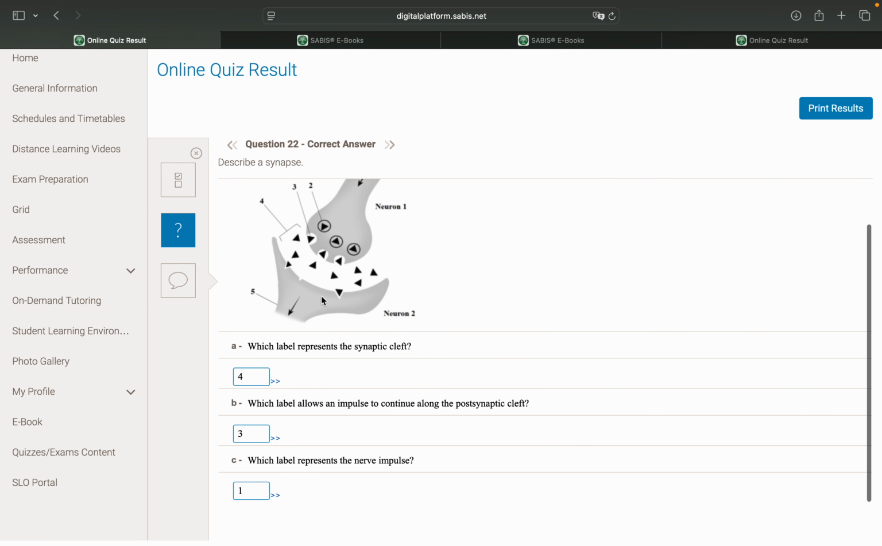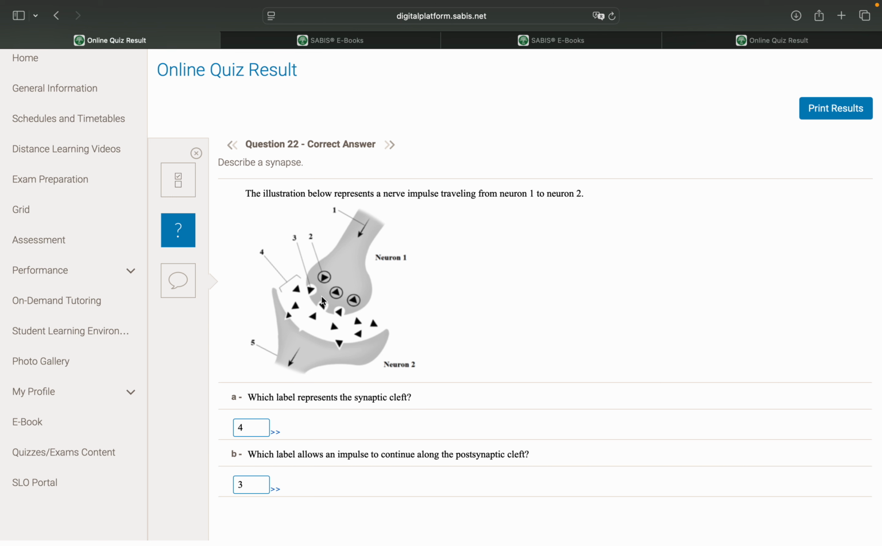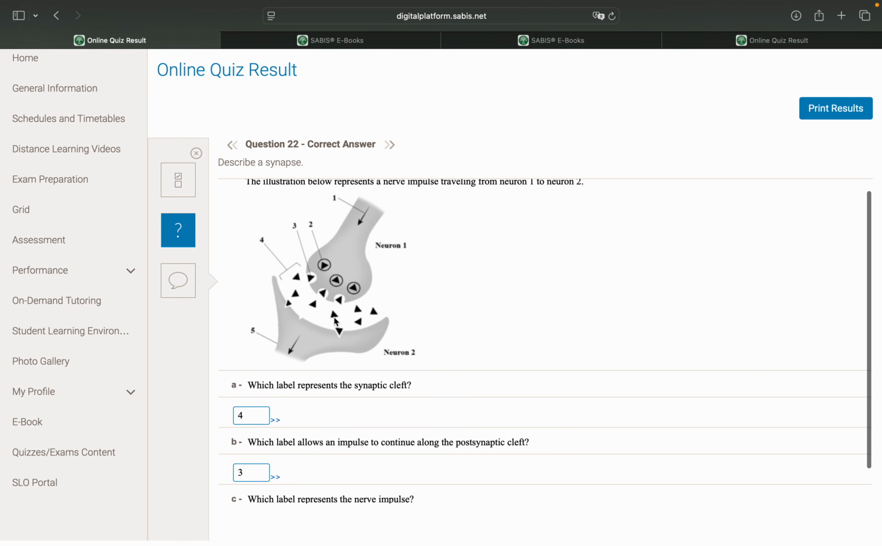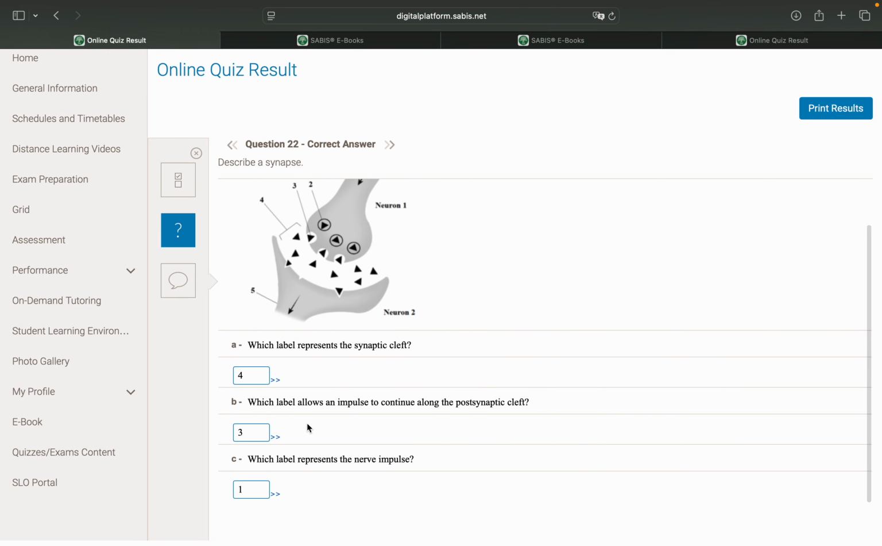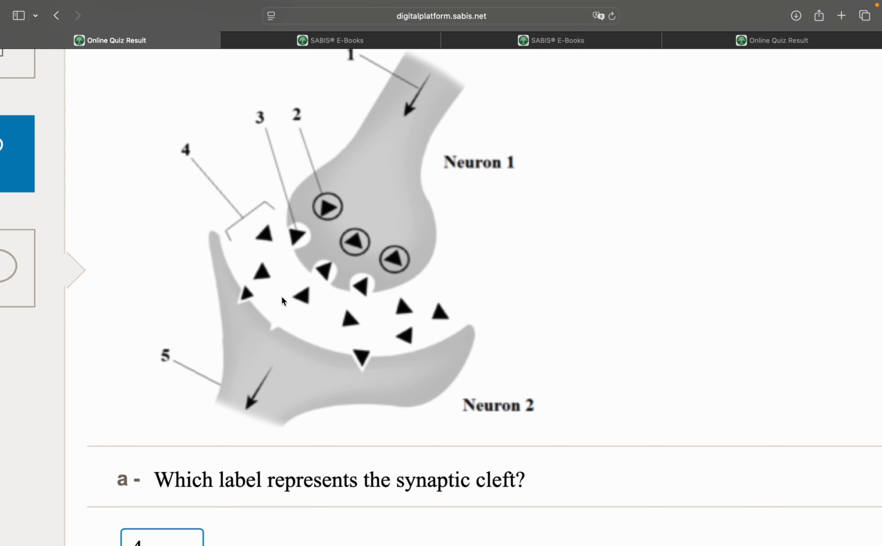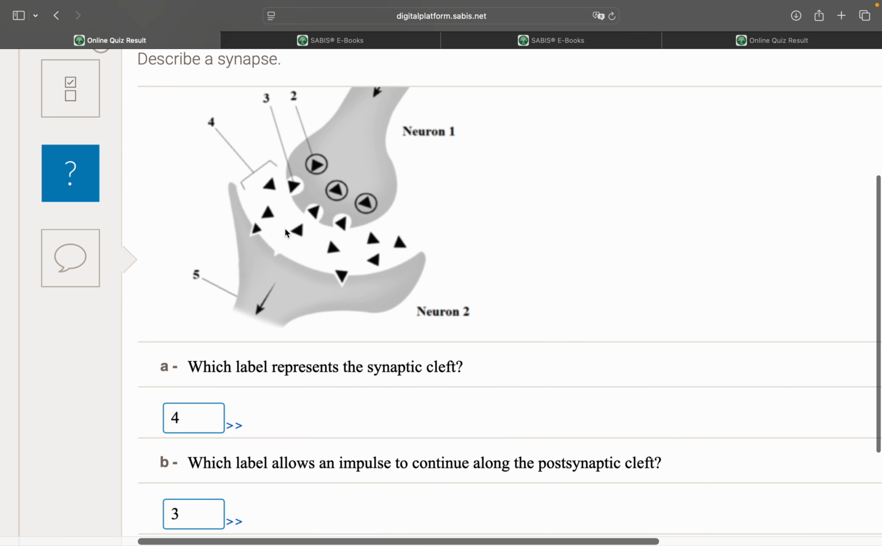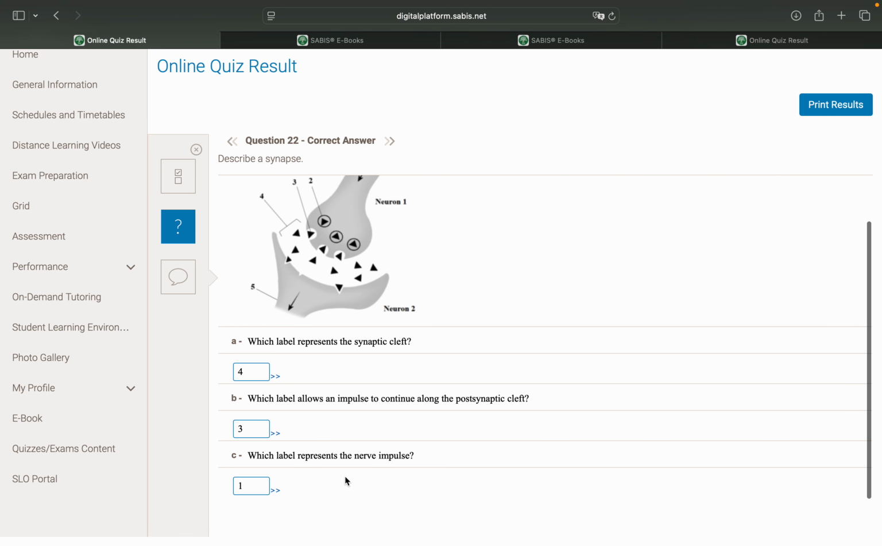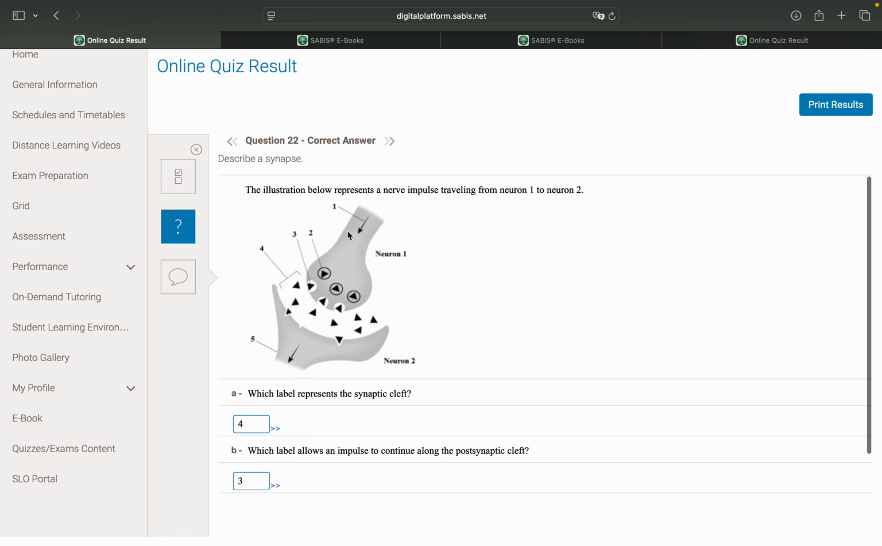This is another previous question. Which label represents the synaptic cleft? Number 4 here. You can see here, as we said, it's the gap between the neurons. So, clearly if it's the gap, this is the synaptic cleft. Which label allows an impulse to continue along the postsynaptic neuron? 3. Because through this gap, it's being able to have an axis to be continued. Which label represents the nerve impulse? The nerve impulse is number 1 here.